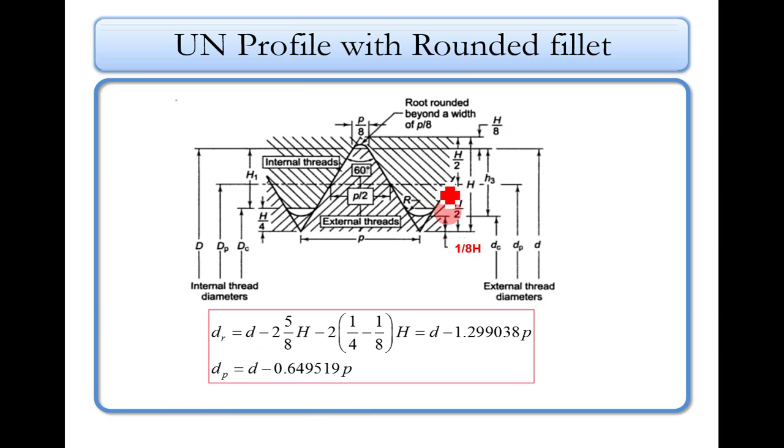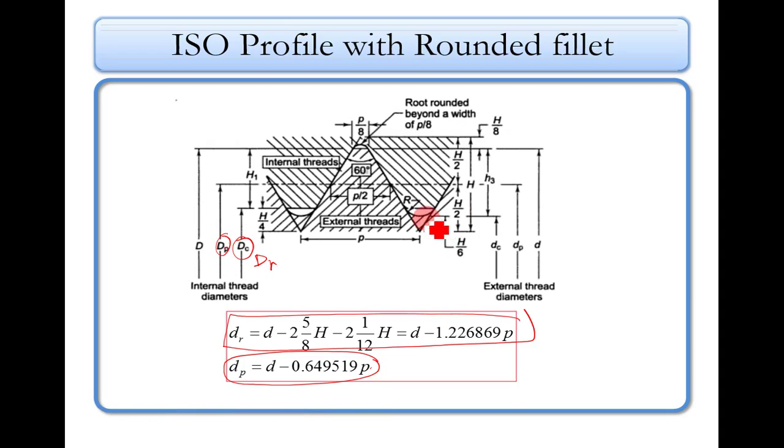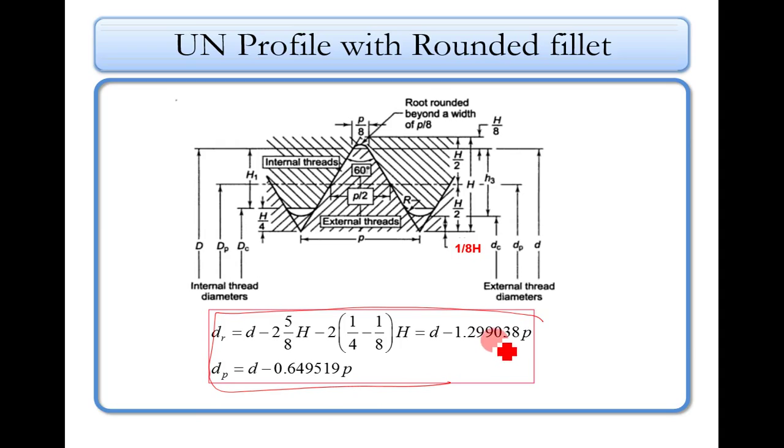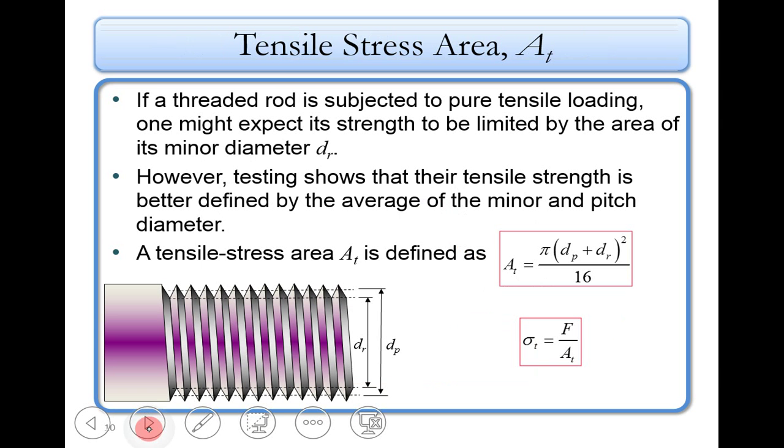And then for the UN, very similar. But the only difference is the UN one has a little bit sharper rounding. For the previous one, the rounding from here to the tip is 1/6 h. But for the UN profile, it's 1/8 h. So it's a bit sharper rounding than the metric series. Because of that, the calculation of dr and dp is slightly different, and that's what you're going to find in the footnote of table 8-2. So anyway, that's just the background story as to how the table 8-1 and 8-2 formulas are derived.